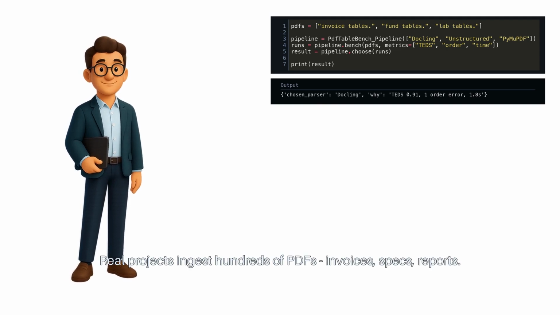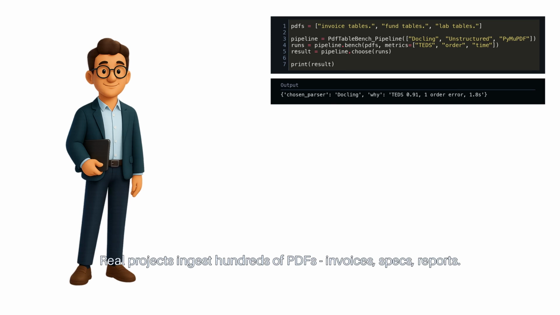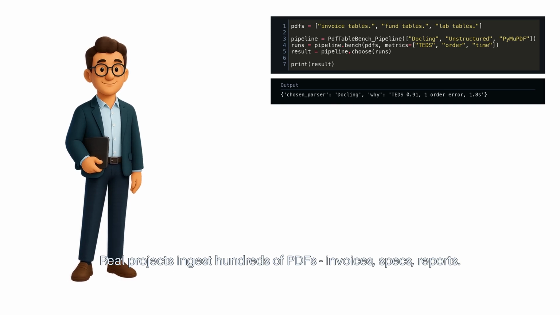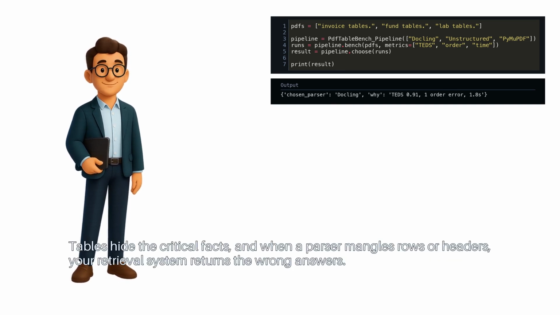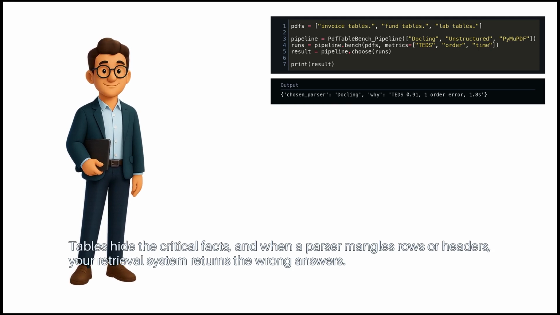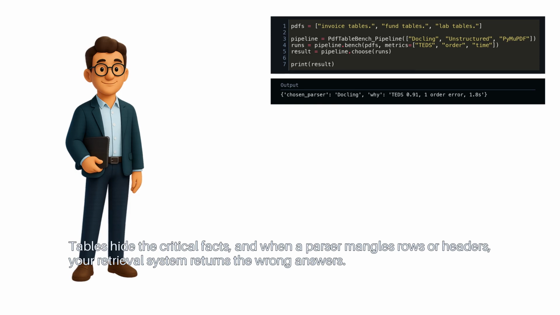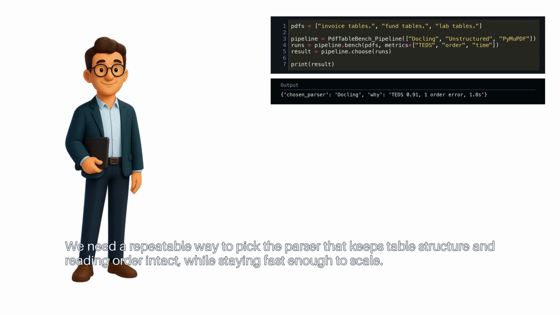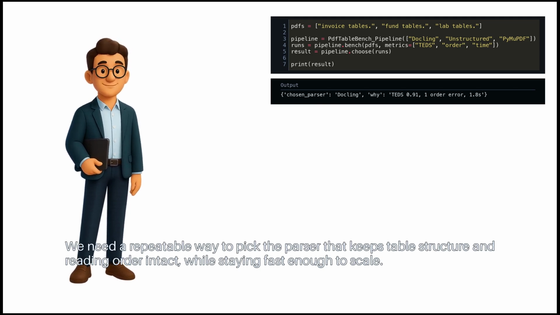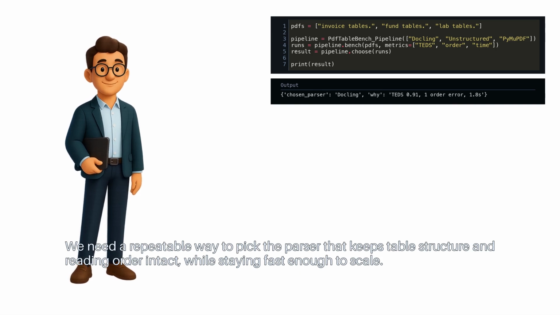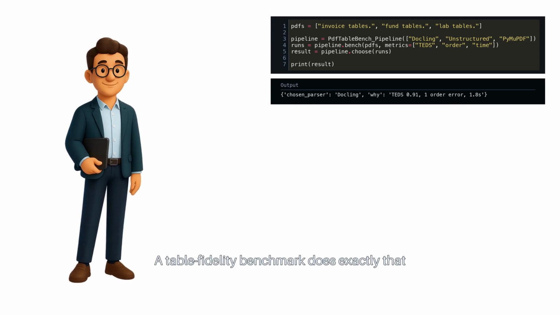Real projects ingest hundreds of PDFs, invoices, specs, reports. Tables hide the critical facts. And when a parser mangles rows or headers, your retrieval system returns the wrong answers. We need a repeatable way to pick the parser that keeps table structure and reading order intact, while staying fast enough to scale. A table-fidelity benchmark does exactly that.